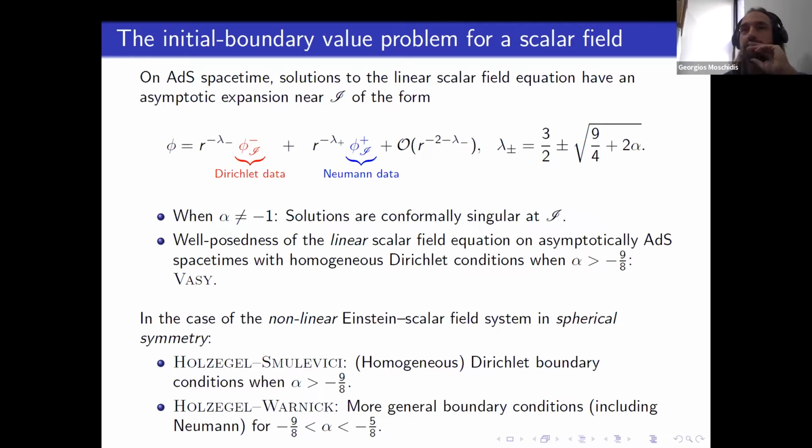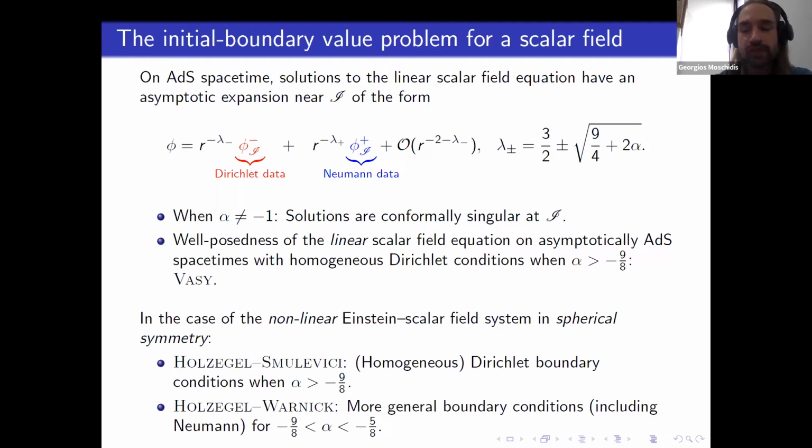Okay, so now we can ask the question, how do we prove well-posedness for the linear Klein-Gordon equation on an asymptotically ADS spacetime by prescribing, let's say, 0 homogeneous Dirichlet conditions? Well, this is a very non-trivial question. It was first answered by Vasy, who proved well-posedness in the case when alpha is bigger than -9/8.